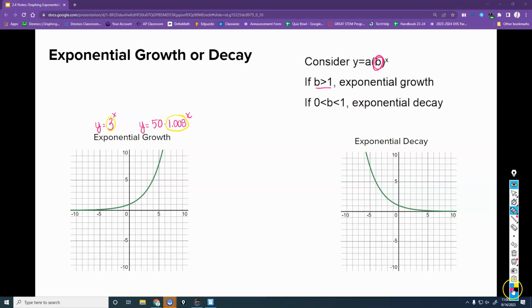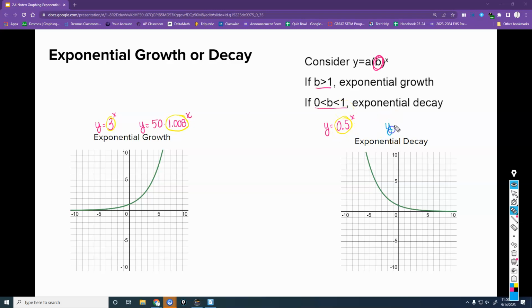Then, for decay, I'm going to have a number between 0 and 1. I didn't say just less than 1, because if you start throwing negative numbers in there, crazy things start happening. We won't see those. So, a number between 0 and 1. Somebody give me a number between 0 and 1. Oh, no, I'm sorry. 0.5. So if I have 0.5 to the x, that number being raised to the power is less than 1, so that's exponential decay.